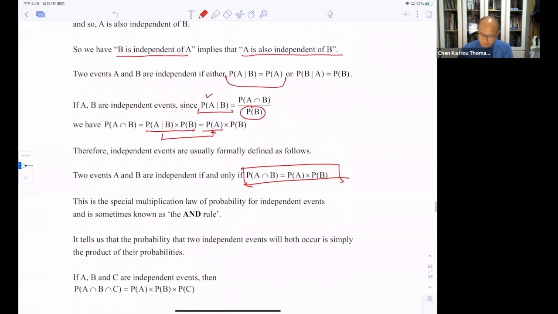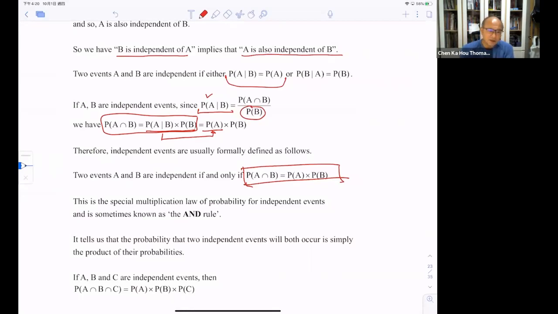Now, but students should be very careful. Independent event, 獨立事件, is only a special case in probability. It is not a general case. In general, it should be P(A intersect B) is P(A given B) times P(B). Remember this.